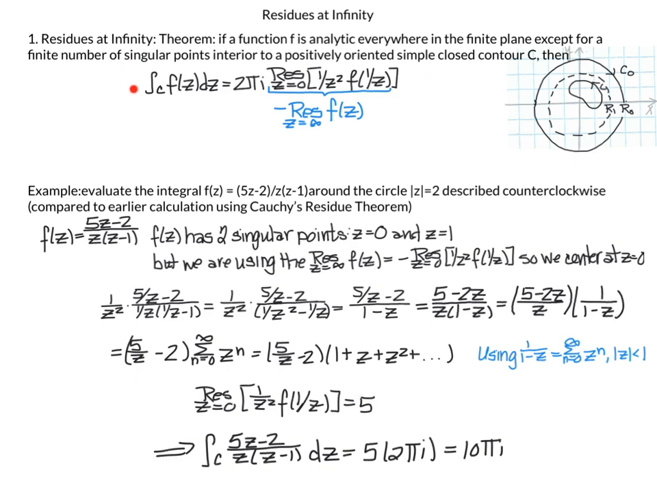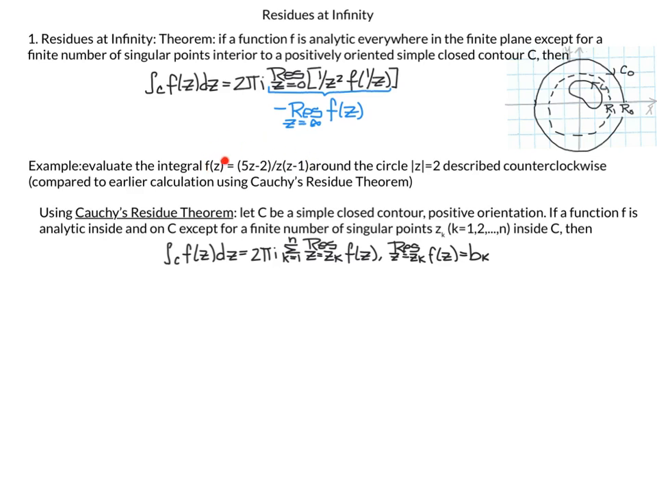Now by my residue at infinity theorem here, the closed curve integral of 5z minus 2 over z times z minus 1 is equal to 5 times 2 pi i, which is equal to 10 pi i.